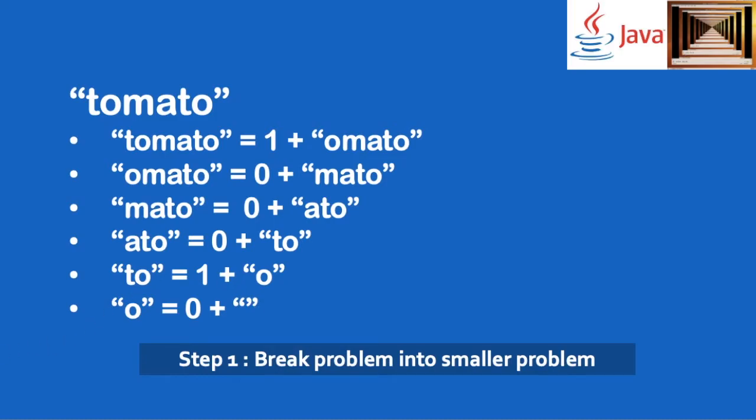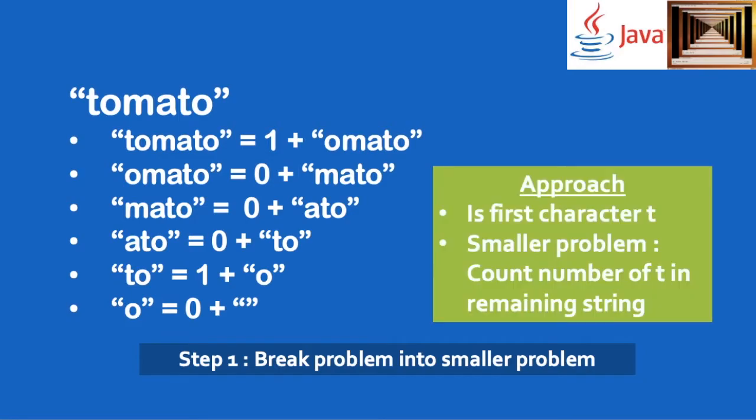So as you can see, we are breaking the problem down into smaller problems at each step. So what is our approach? We are checking for the first character. Is the first character t? If it is t, it is 1, otherwise it is 0. And what is the smaller problem? Count number of t in the remaining string. So here this is the remaining string omato. Similarly here this is the remaining string. So that's the approach we have used.